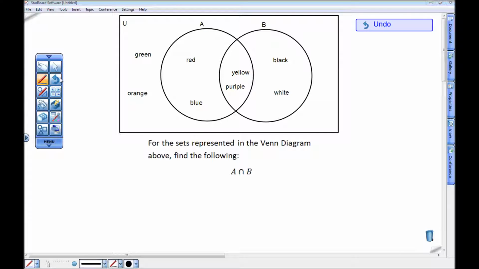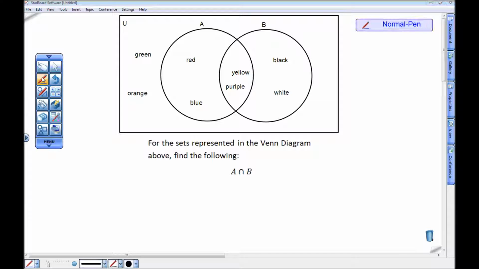My set B is a set with black, white, yellow, and purple. Wow, I misspelled purple. I'm going to have to leave it in there. So, black, white, yellow, purple. My universal set is everyone here: green, orange, red, white, yellow, purple, black, and white. Okay, so those are the sets that we're dealing with here.